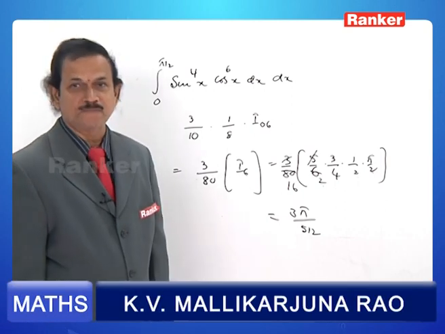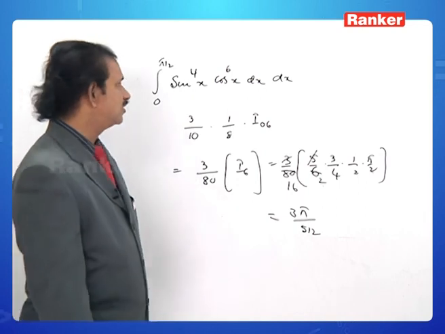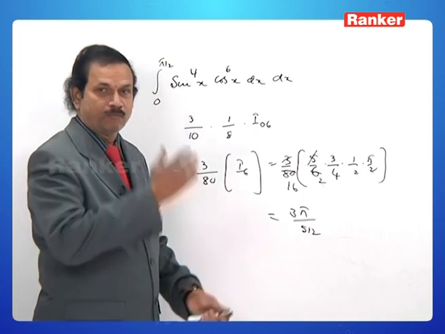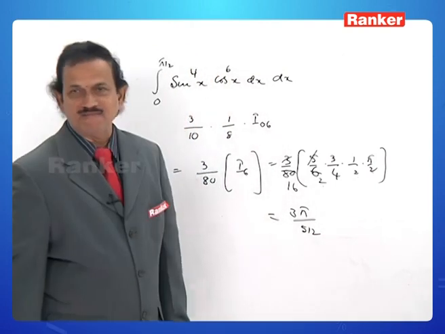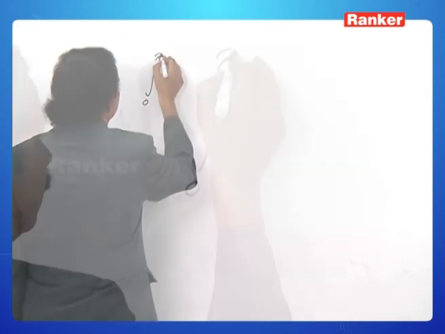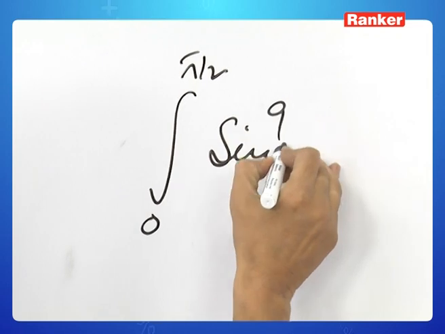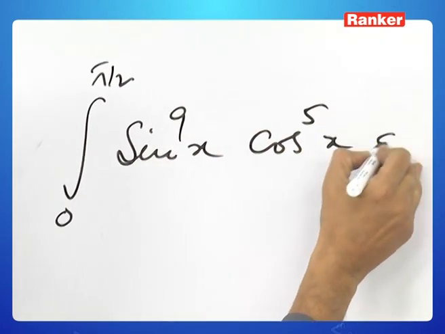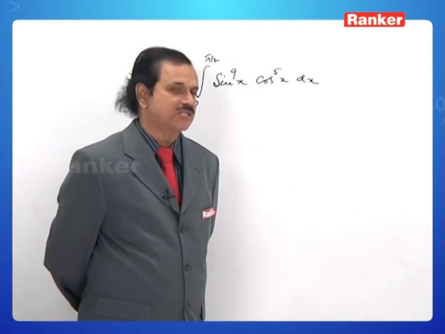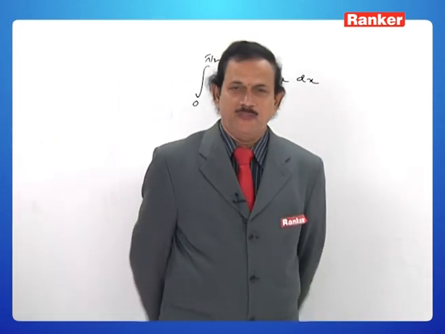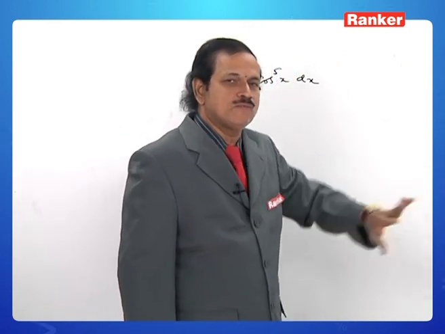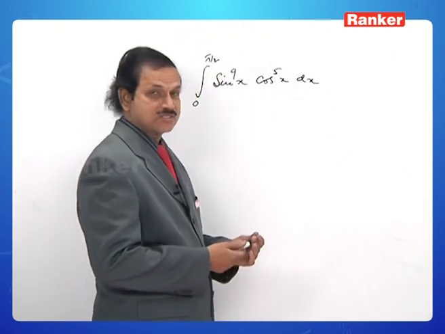Like this, we have made use of the formula in the case when both m and n are even. Now, let us see the case when both m and n are odd. I think you could have noticed and you followed this next one. Integral 0 to pi by 2 sine power 9x into cos power 5x dx. You observe this problem. What is the speciality of this problem? Here both m and n are odd. The exponent that has been given to sine function and the exponent that has been given to cosine function, both are odd.